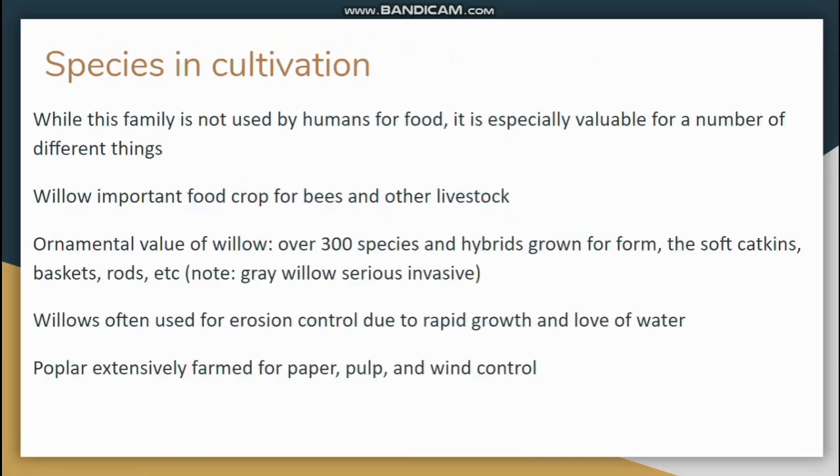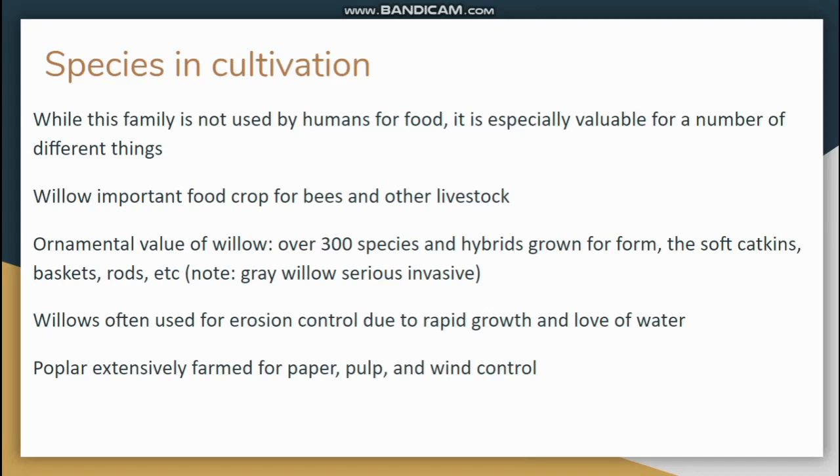So, we don't really eat willow, and this is what sets this aside from a lot of the other families we're going to cover. This is farm elective. We want to think about farming for food. We also want to talk about farming for other reasons. I included this because it's kind of food for food. Willow is used to feed livestock animals.